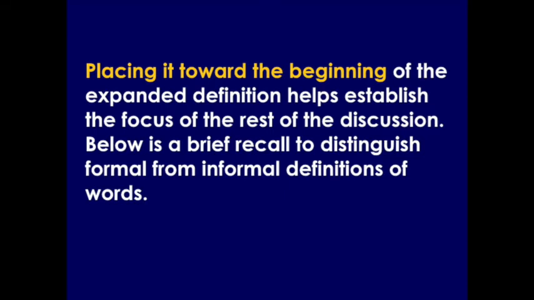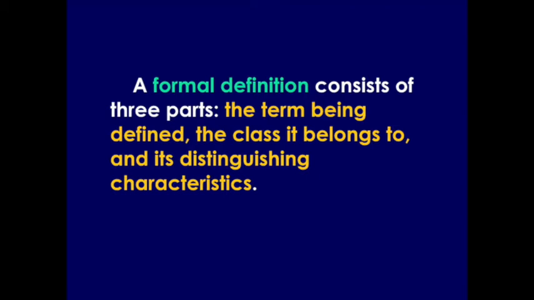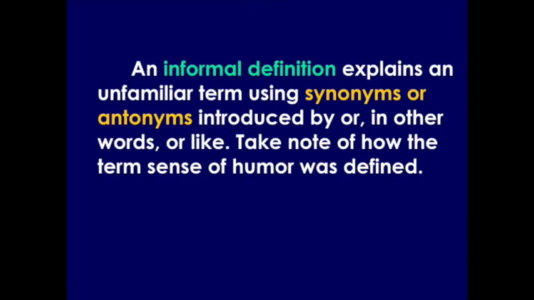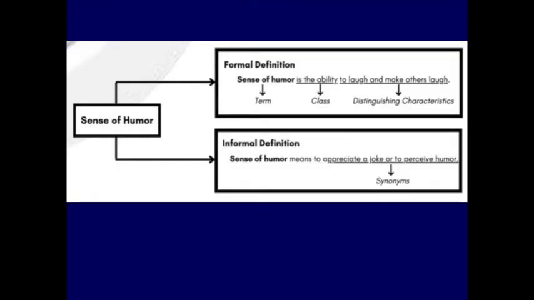Below is a brief recall to distinguish formal from informal definitions of words. A formal definition consists of three parts: the term being defined, the class it belongs to, and its distinguishing characteristics. An informal definition explains an unfamiliar term using synonyms or antonyms introduced by "or," "in other words," or "like." Take note of how the term sense of humor was defined. Formal definition: sense of humor is the ability to laugh and make others laugh. Informal definition: sense of humor means to appreciate a joke or to perceive humor.